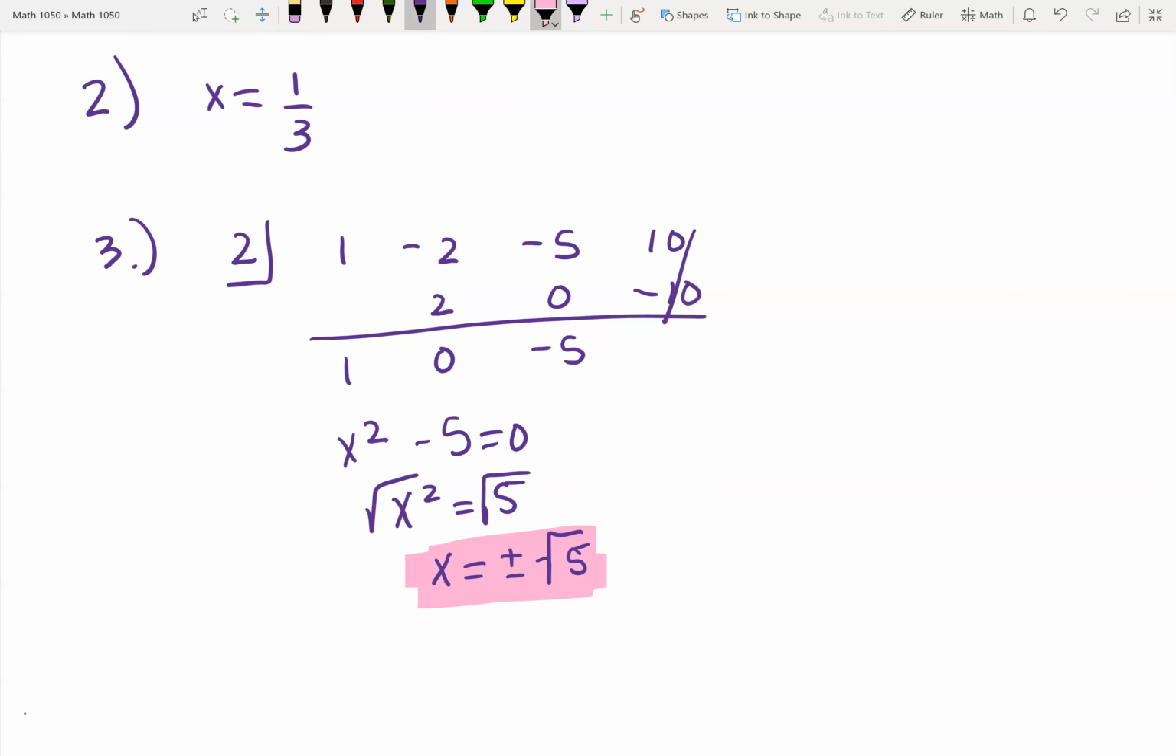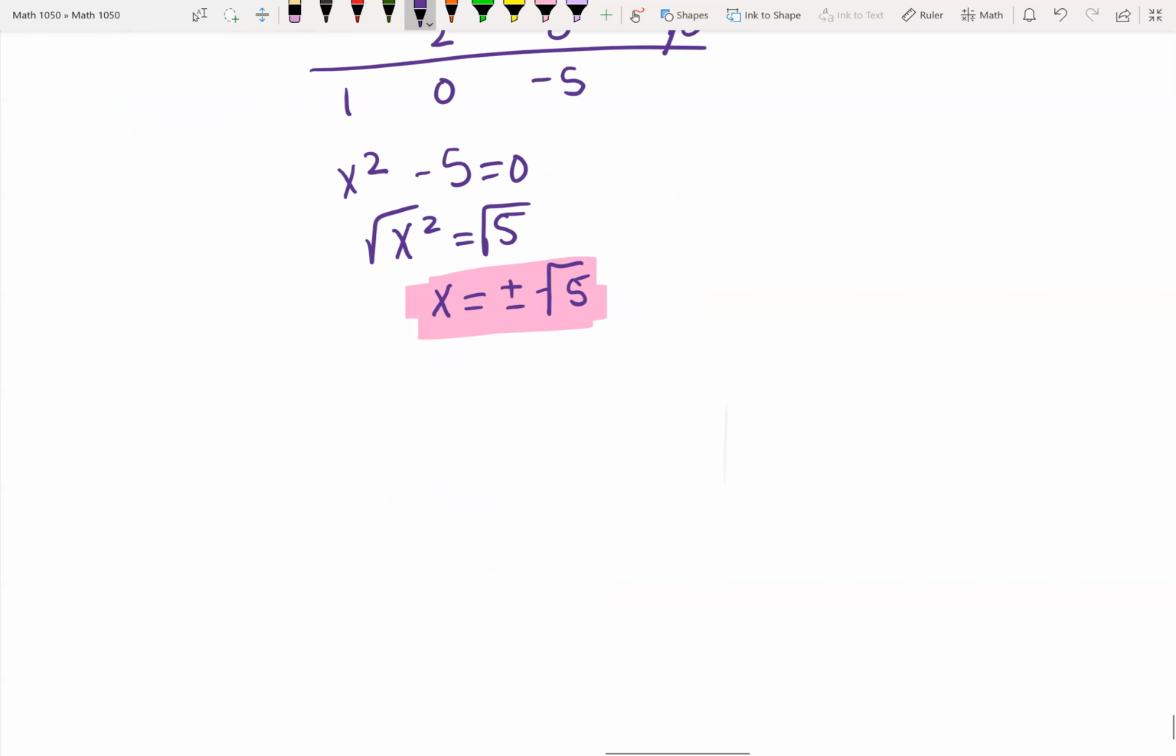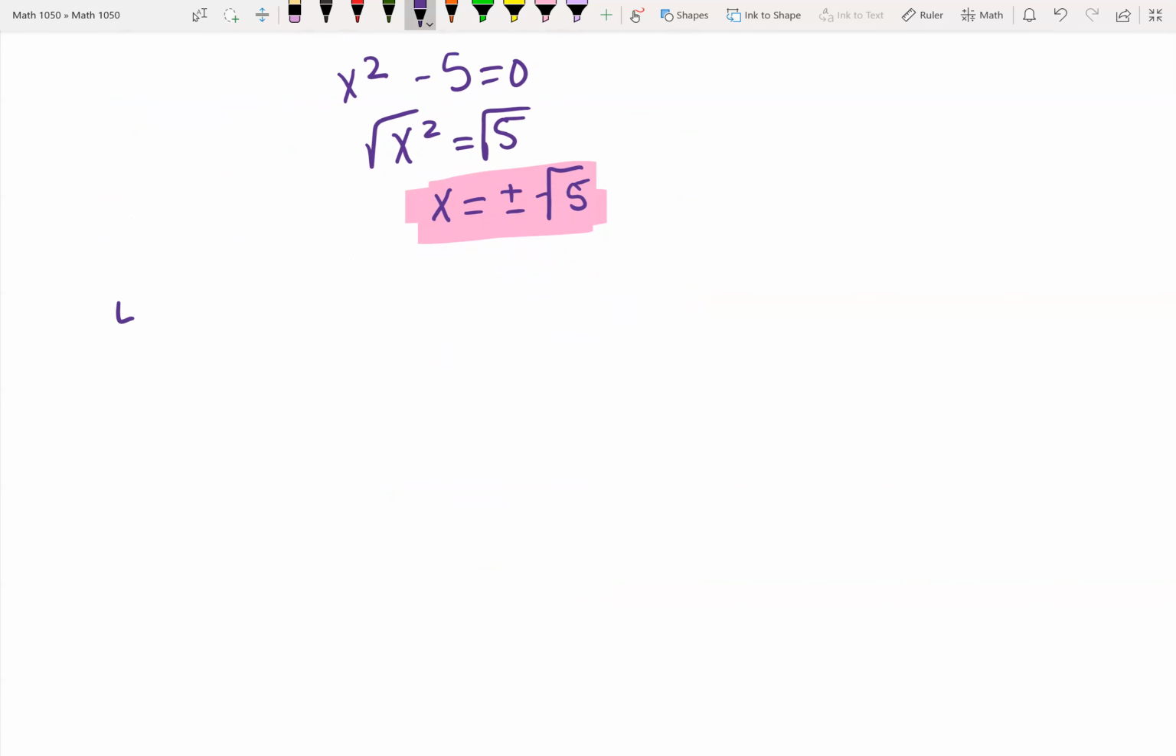You guys, you can totally check this. So just go second, x squared, 5, store, enter. And then put it into that equation, you should get a 0. Same thing with the negative square root of 5. Okay? Question number 4. A polynomial with real coefficients has this as a 0.